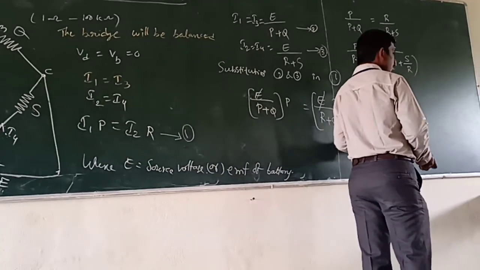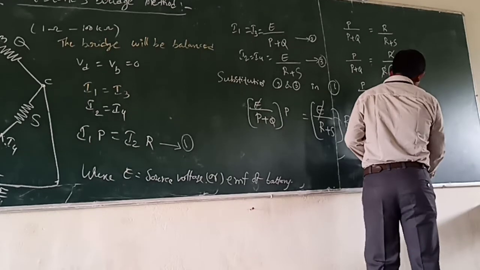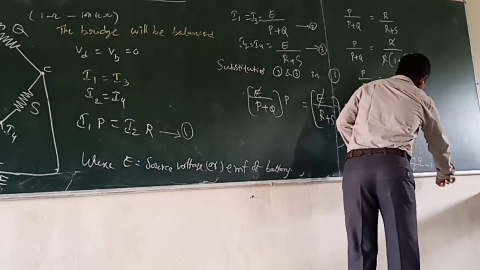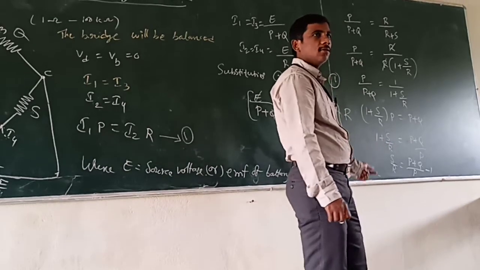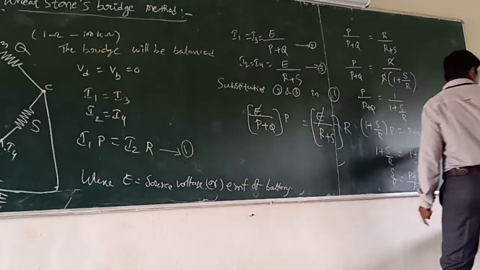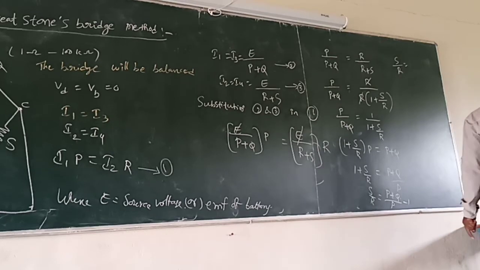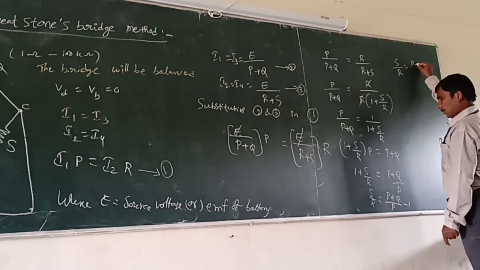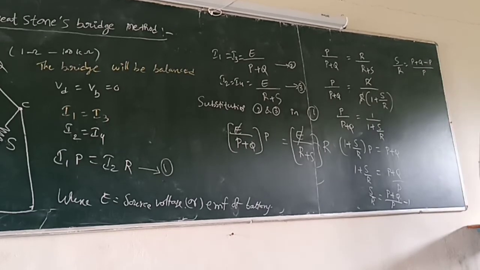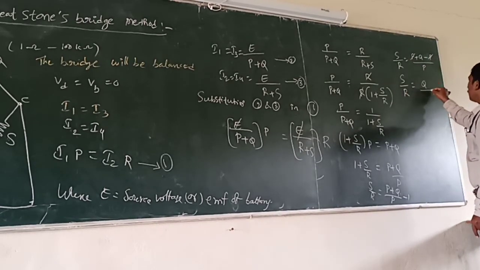Now 1 plus S by R equal to P plus Q divided by P. You can write like this. Now S by R equal to P plus Q by P minus 1. If you take the LCM, S by R equal to P plus Q minus P divided by P. P and P get cancelled. S by R equal to Q by P.